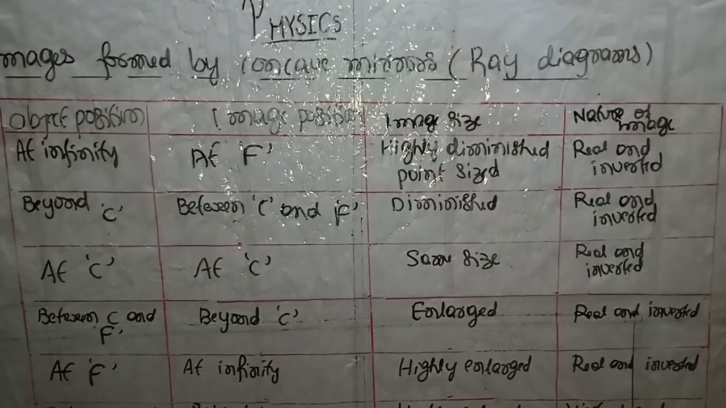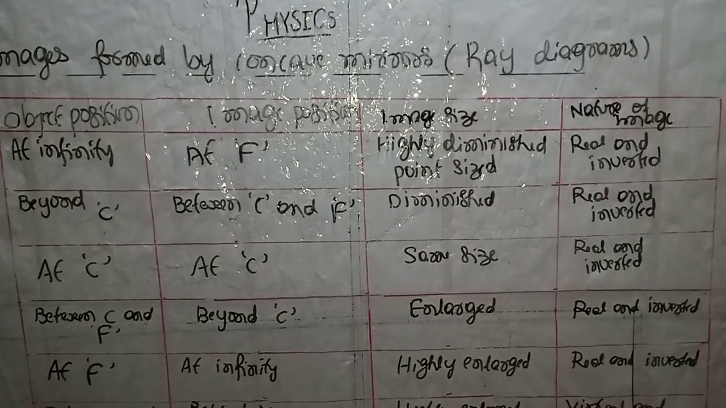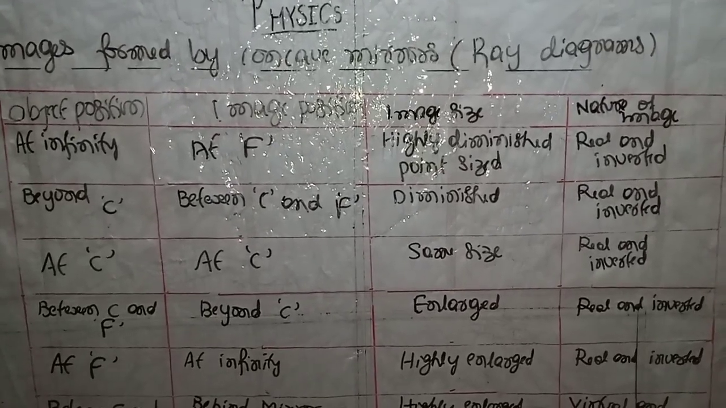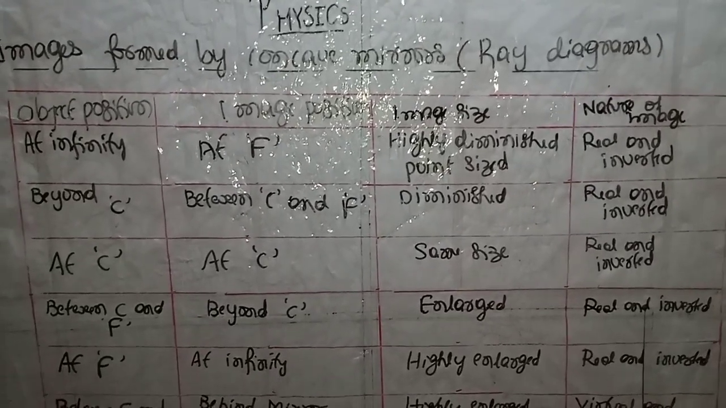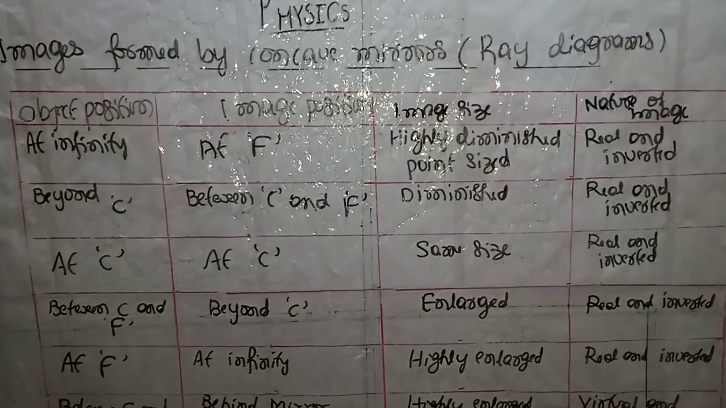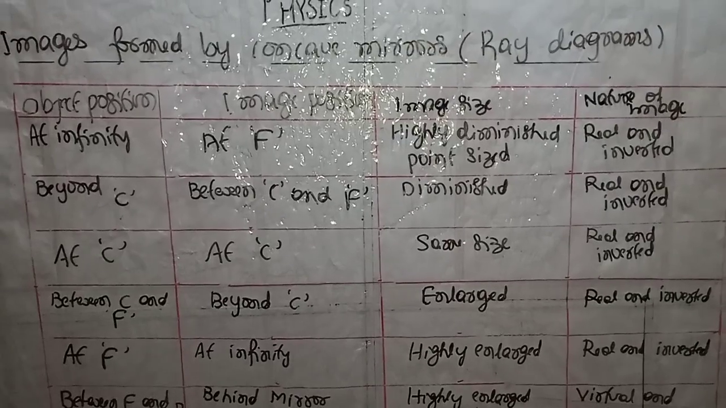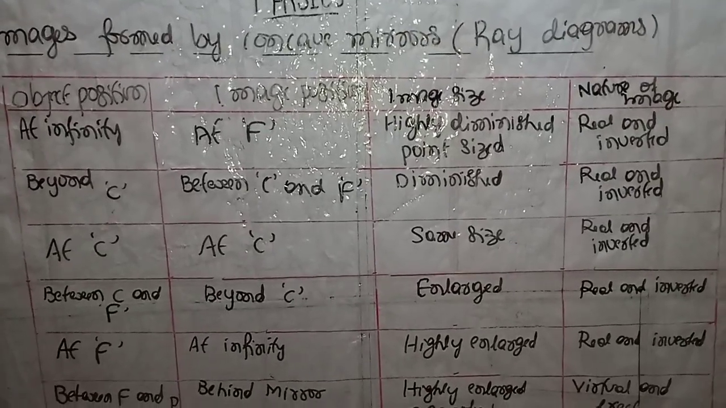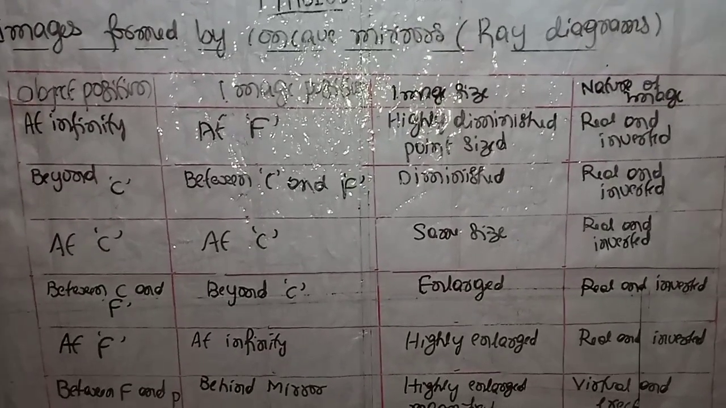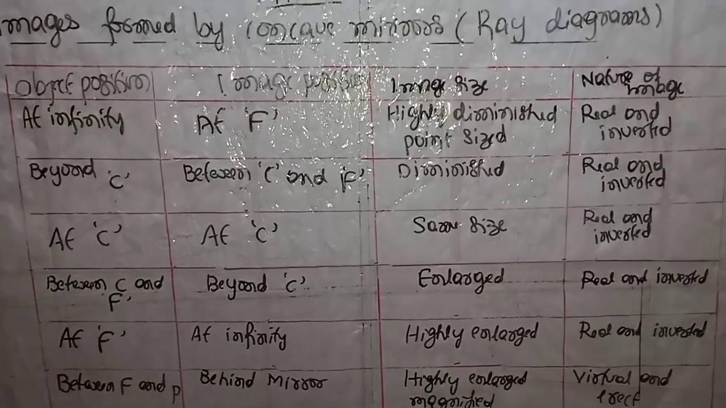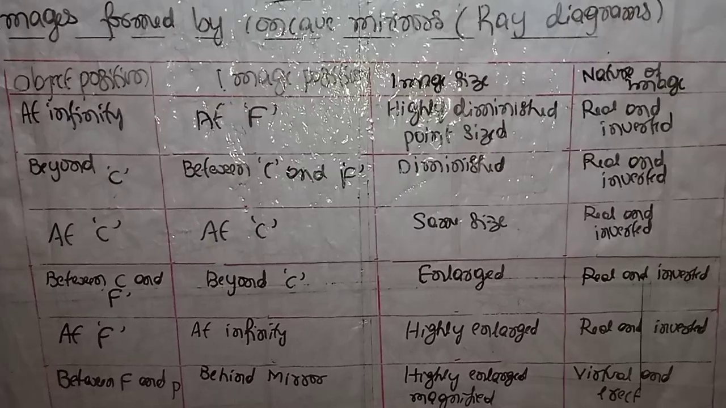Dear student, these points you keep to understand the whole concept of image formed by a concave mirror at different positions. So you can get image positions, image size, and the nature of image. If you keep this much in mind, it will help to understand multiple choice questions and answers.